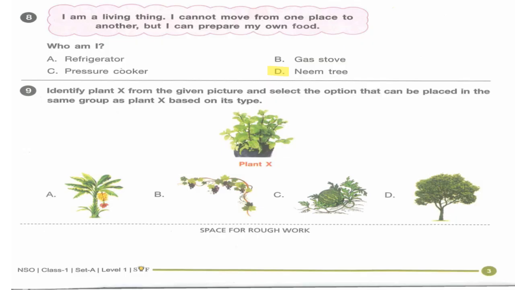Also, always try to eliminate each of the options to get to the correct answer, which will always lead you to the correct answer. Let's move on to the next question. Question number 9. Identify plant X from the given picture and select the option that can be placed in the same group as plant X based on its type.